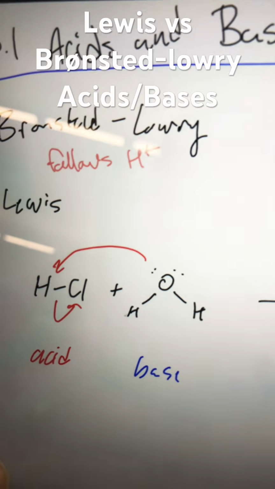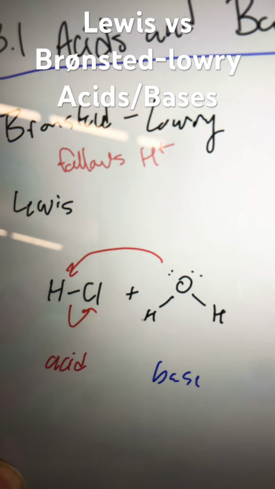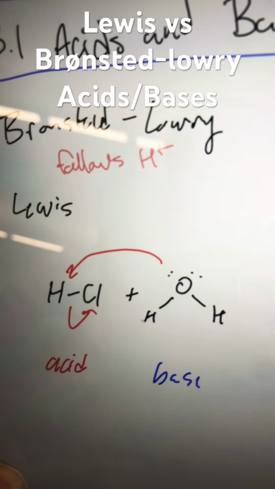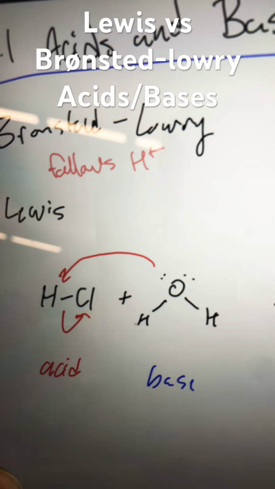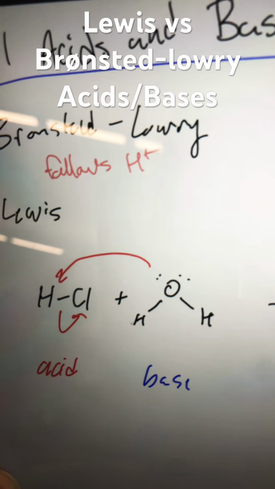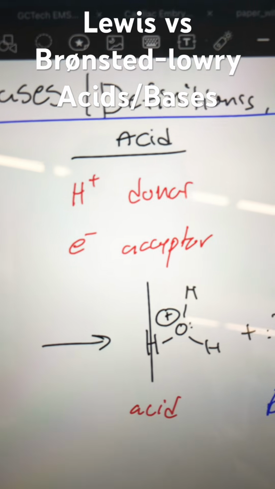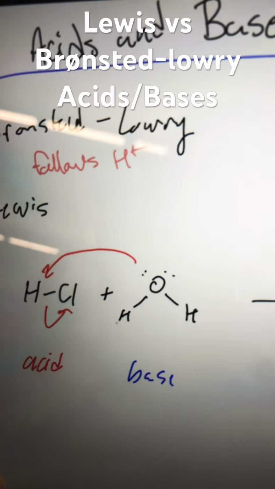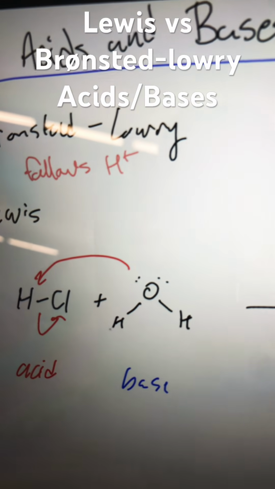You can see that for Brønsted-Lowry, we have the H being accepted by the water. So the water is the base because it's accepting the hydrogen. And then if we remember, an acid is a hydrogen donor. So HCl is donating the hydrogen, and that's why HCl is the acid.